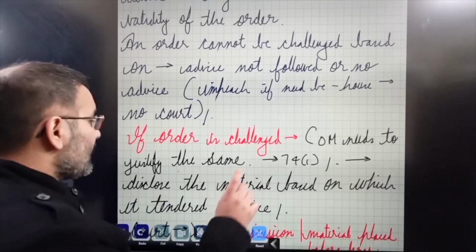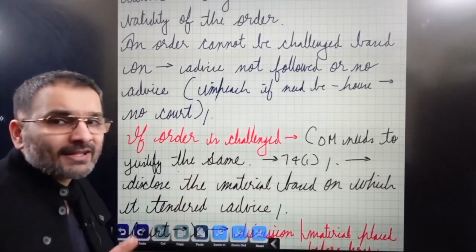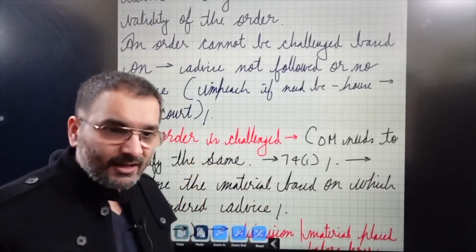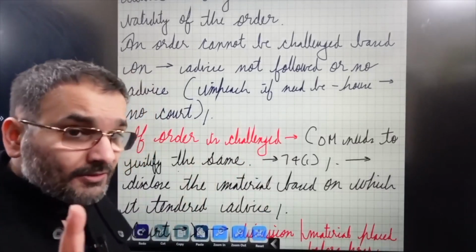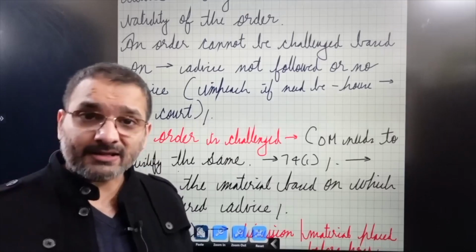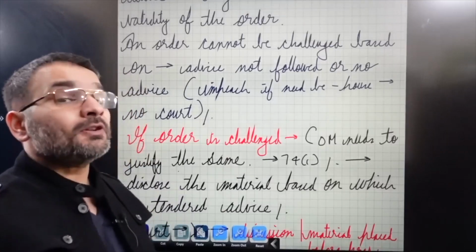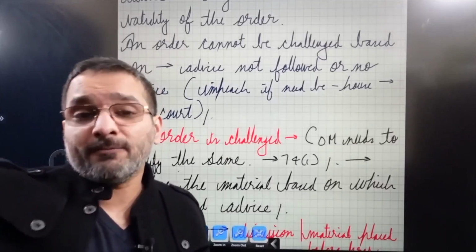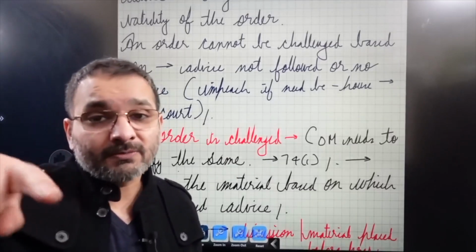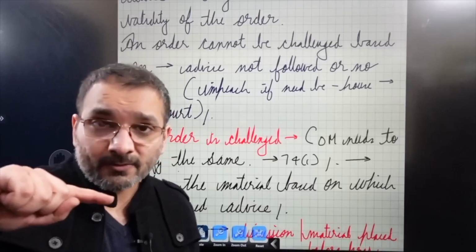But if the order is challenged, the council of ministers needs to justify as to why this advice was given. So basically, we can't ask you what advice was given. That is completely protected. But you please produce the material based on which you formed the advice that you gave to the president. You produce the material in the court of law. That is the Supreme Court.